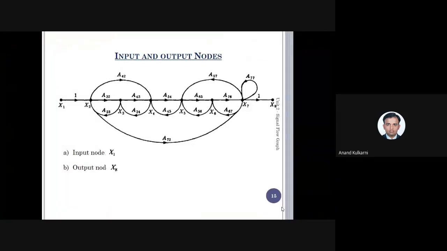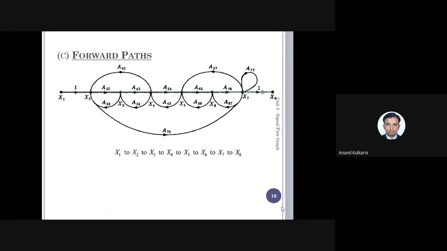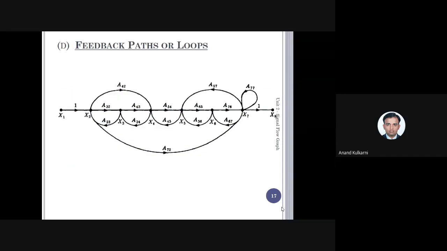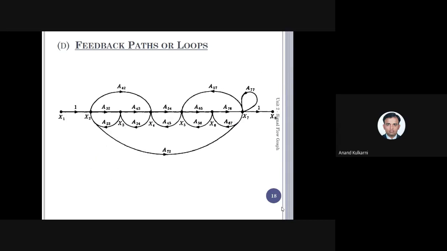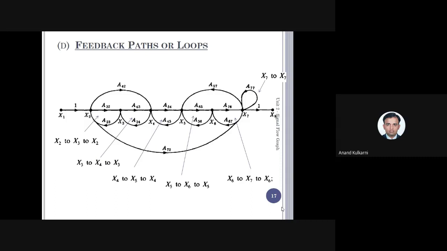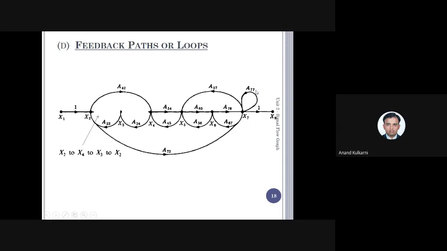Only here the forward paths I had told. This is the forward path. This is one forward path. This is the second forward path. This is the third forward path. And how many loops are there? This is the first loop. This one is your second loop. This one is the third loop. This is the fourth loop, fifth loop, sixth loop. So if you just see how many loops are there, 1, 2, 3, 4, 5, and 6. There are 6 loops. Then there is one more loop, that is the seventh loop, which is this.